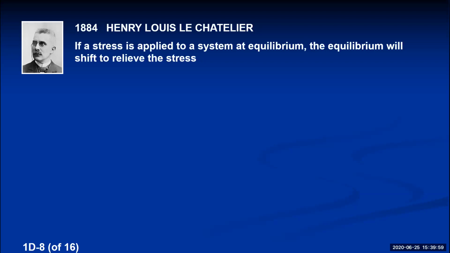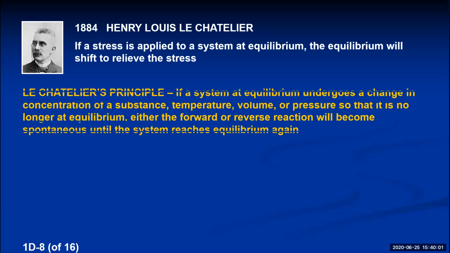So I have a slightly different definition for Le Châtelier's principle. Here's how I like to think about it. If a system at equilibrium undergoes a change in either the concentration of a substance, temperature, volume, or pressure so that it is no longer at equilibrium, then either the forward or reverse reaction will become spontaneous until the system reaches equilibrium again.